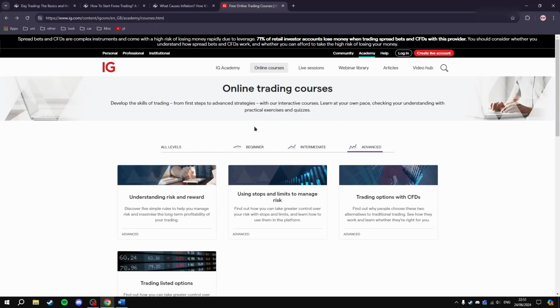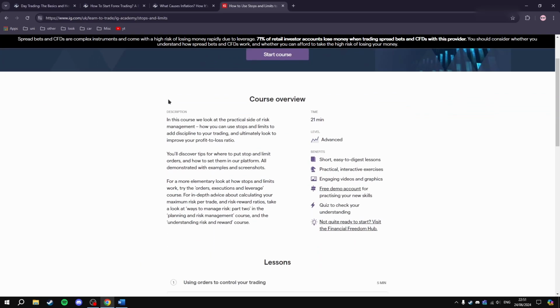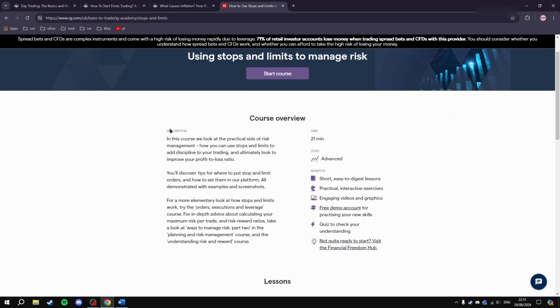So now we're on to using stops and limits to manage risk. In this course, we'll look at the practical side of risk management, how you can use stops and limits to add discipline to your trading, and ultimately look to improve your profit to loss ratio. You'll discover tips for where to put stop and limit orders and how to set them in our platform, all demonstrated with examples and screenshots.